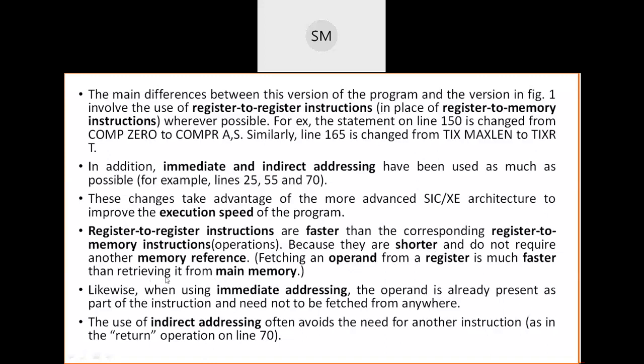Likewise, when using immediate addressing, the operand is already present as a part of the instruction. Wherever you observe in your program an operand prefixed with a hash symbol, that operand is already present in the program as a part of the instruction, and we need not take the value of that operand from anywhere, meaning from memory or from a register. So no need to fetch it from memory, and no need to fetch it from a register. Immediate addressing mode will directly give you the operand value.